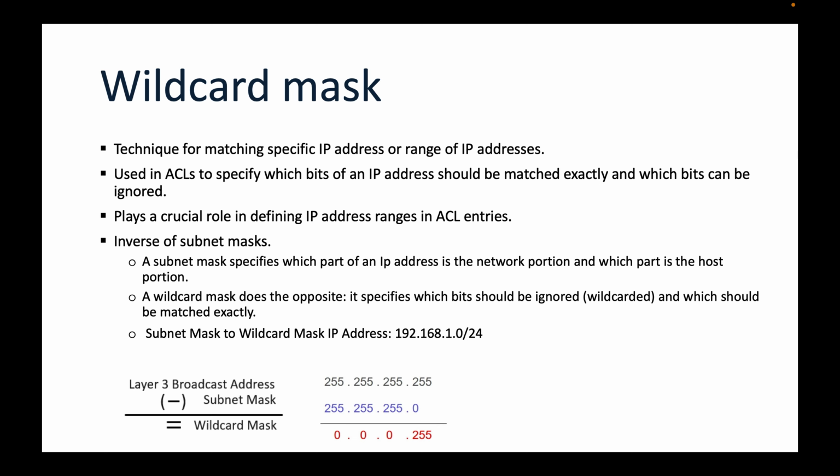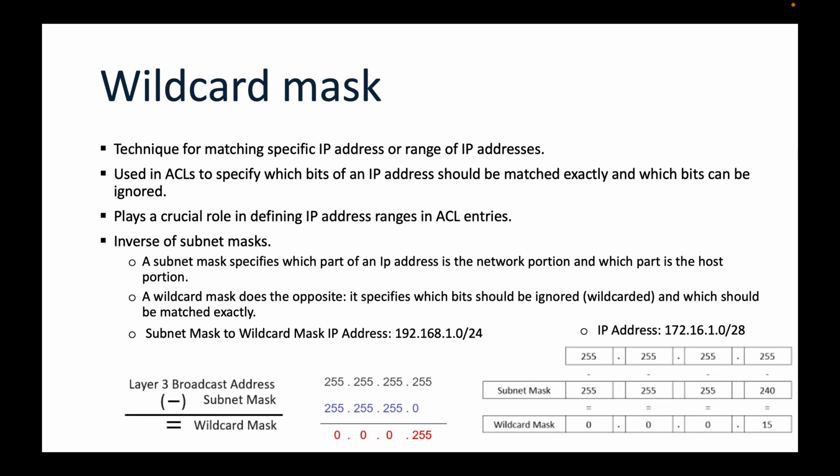And if you have a more complex subnet, for example /28, again subtract it from the broadcast address, and for /28 you have 240. So 255 minus 240 is 15. So your wildcard mask is 0.0.0.15.